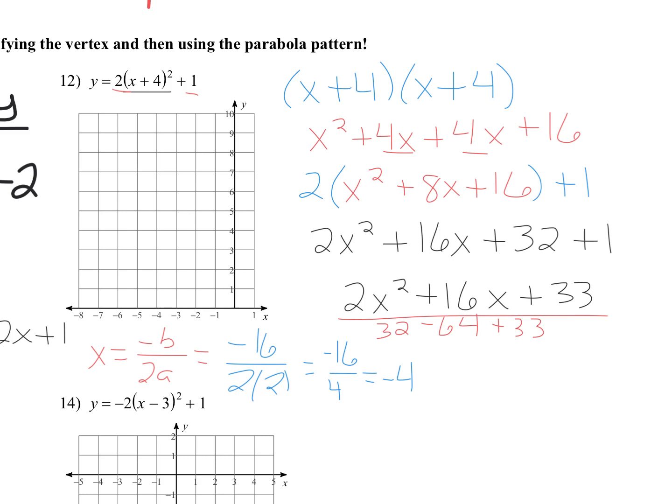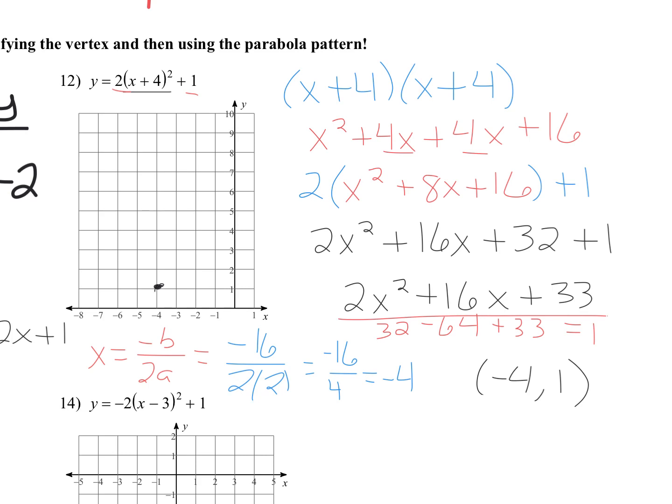16 times negative 4. 32 minus 64 plus 33. And we get 1. Is that where we were getting a weird number? Okay. Was it because of the negative? Okay. Watch out for that negative. So our vertex is negative 4, 1. So let's plot that. Negative 4 up 1.